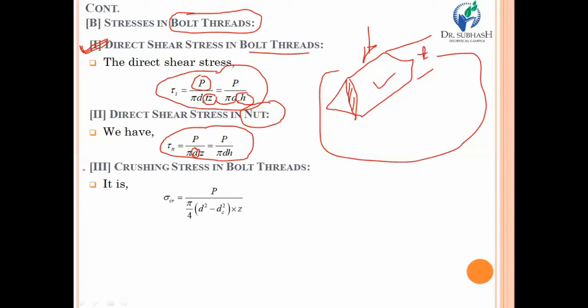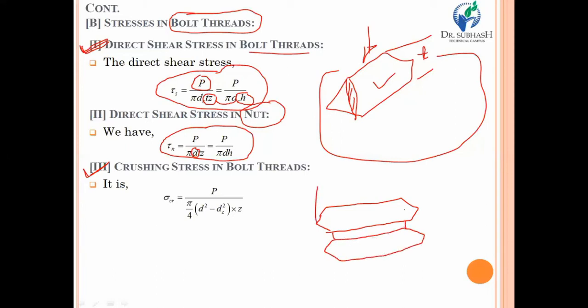The third type of stress that may be produced in the threaded portion is the crushing stress, and it's very simple to calculate. Crushing or compressive stress is equal to P upon pi by 4 d minus dc square into z. Actually, it is like that. Suppose you are given one thread, and this is, for example, the shank portion. This is the other thread that we are going to discuss here.